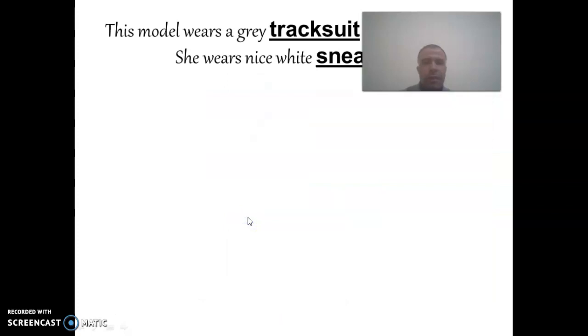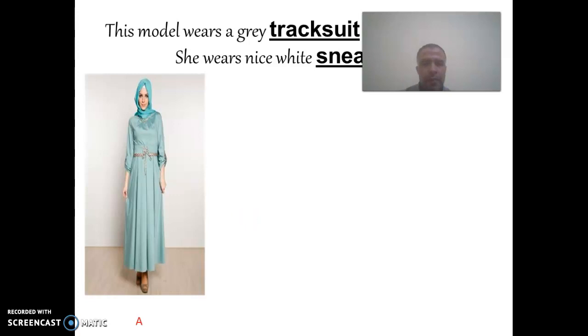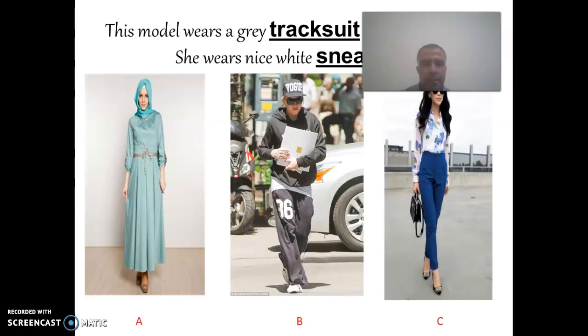The description reads as: this model wears a gray tracksuit and a gray cap. She wears nice white sneakers. Now, Model A, Model B, Model C. If you think it's Model B, then you're correct. This model wears a gray tracksuit. Well, tracksuit is basically this. This is a tracksuit. The gray cap is what she wears on her head, and white sneakers are the white shoes she wears on her feet.